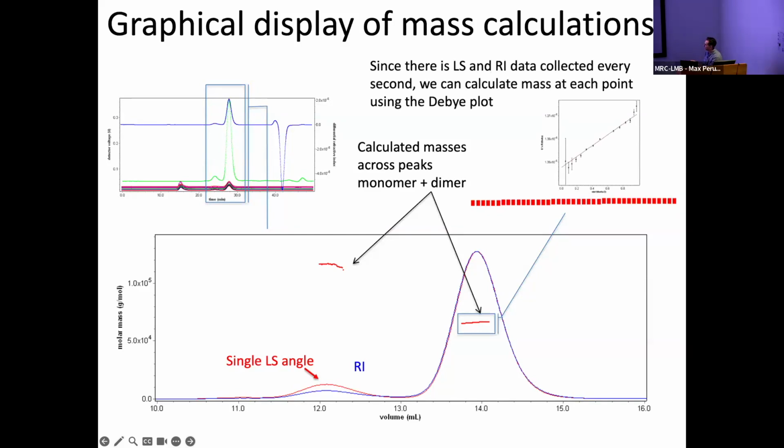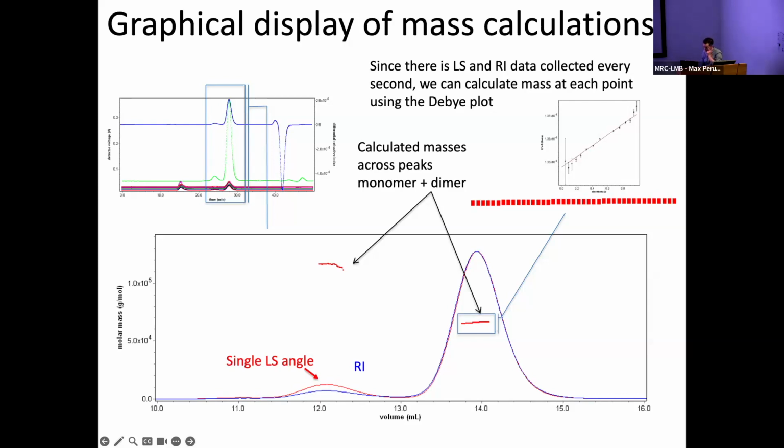So when it's nice and flat, we know that across this whole peak, this is around 66 kilodaltons. And this one will be 135 kilodaltons. And again, it's a nice flat line. So we know that it's a monodisperse, good quality protein.